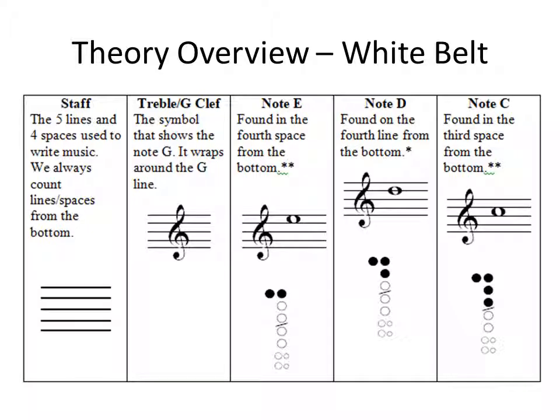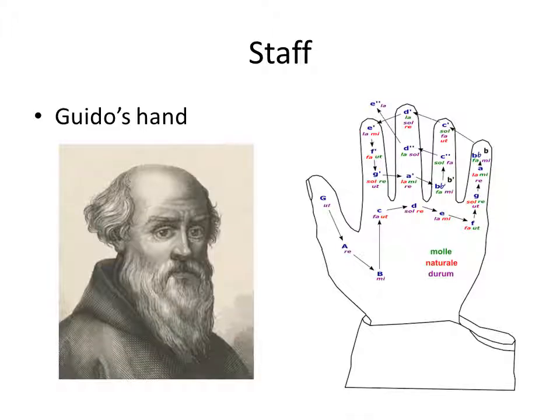Music has its own language. There are only 5 new pieces of language that you need to know for our first belt: staff, treble clef, also called G clef, the notes E, D, and C, and the fingerings that go along with those notes. Let's look at staff first and see how it began.